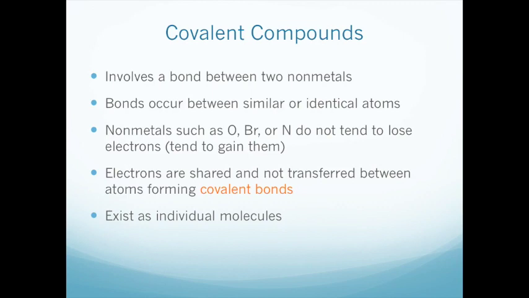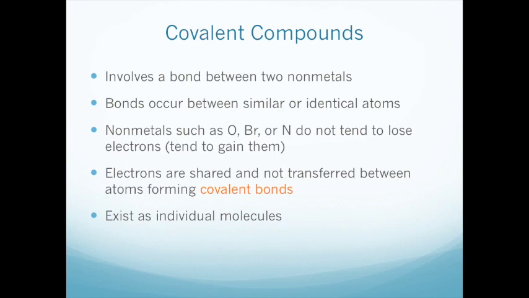Today, we're going to continue our discussion of compounds by introducing the idea of a covalent compound. Covalent compounds involve bonds between two nonmetals, as opposed to ionic compounds, which occur between a metal and a nonmetal. Covalent bonds can occur between elements that are similar to one another, such as other nonmetals. They can also occur between identical atoms. Some such elements that bond with themselves are nonmetals such as oxygen, bromine, and nitrogen.